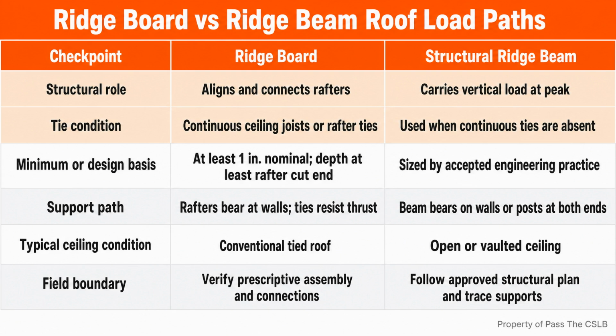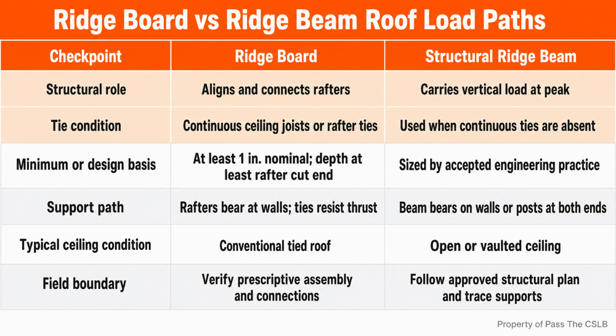An A-frame ladder gives me a clean memory picture. The two ladder sides act like rafters. The locking arms between them act like rafter ties. Remove the locking arms on a slick floor, load the ladder, and the feet want to spread. The same geometry is at work in a conventionally framed roof.